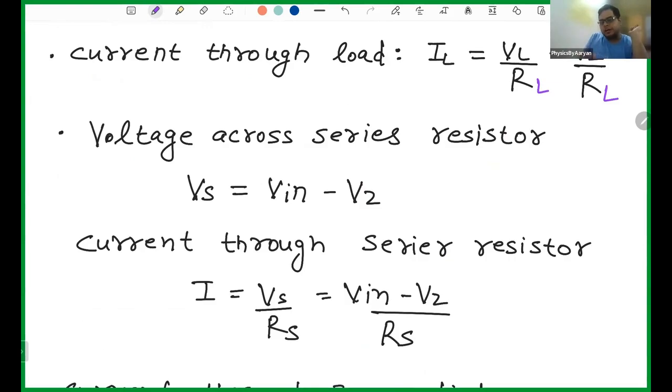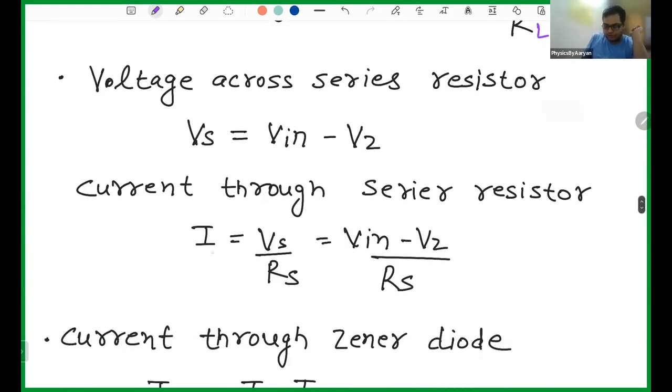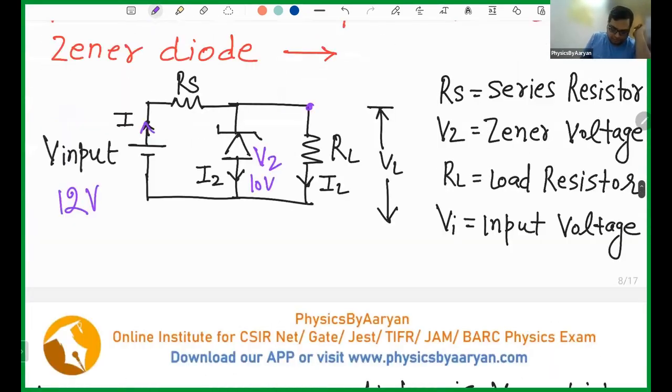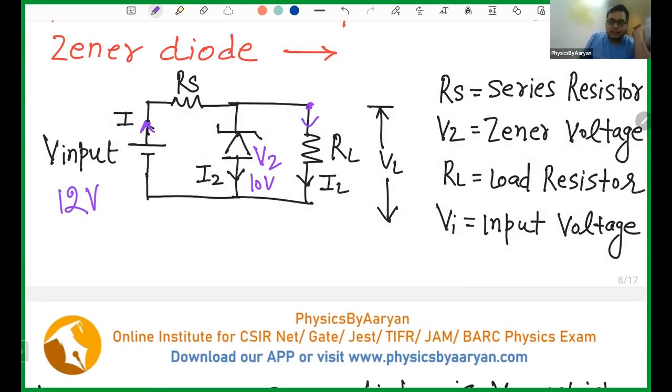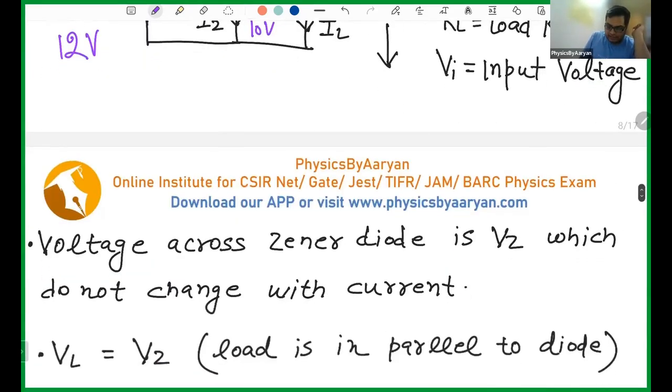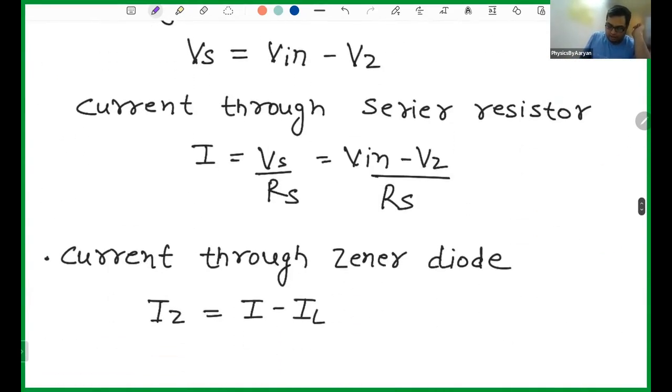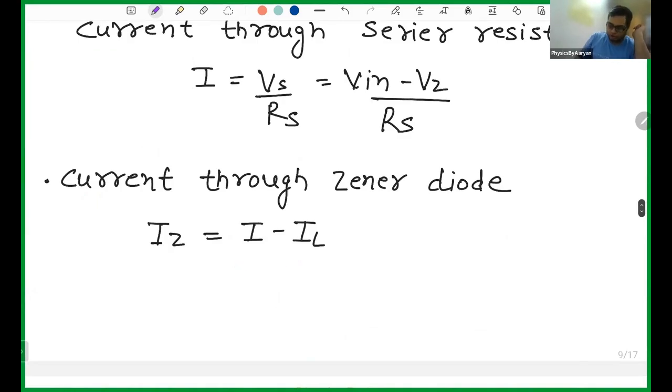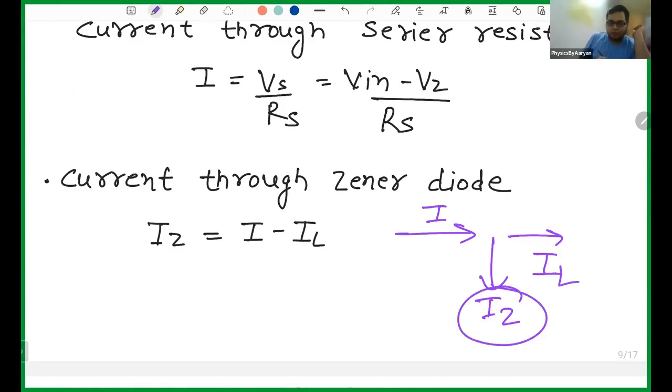Then what will be the current through the input resistor? Current is always given by V by R. Vs you have already calculated, which is Vin minus Vz, and Rs is the series resistor. So you also know the current through the series resistor, and I have also calculated IL. Then what will be IZ? IZ is also very simple. IZ will be the total current minus the load current, because the total current I went to IZ and IL.